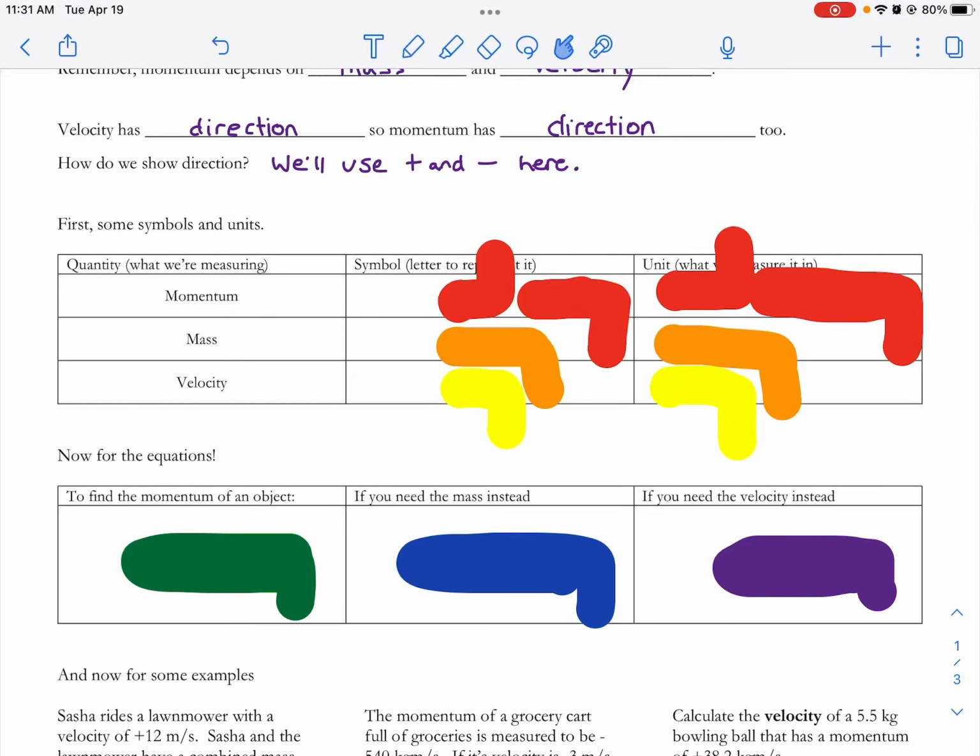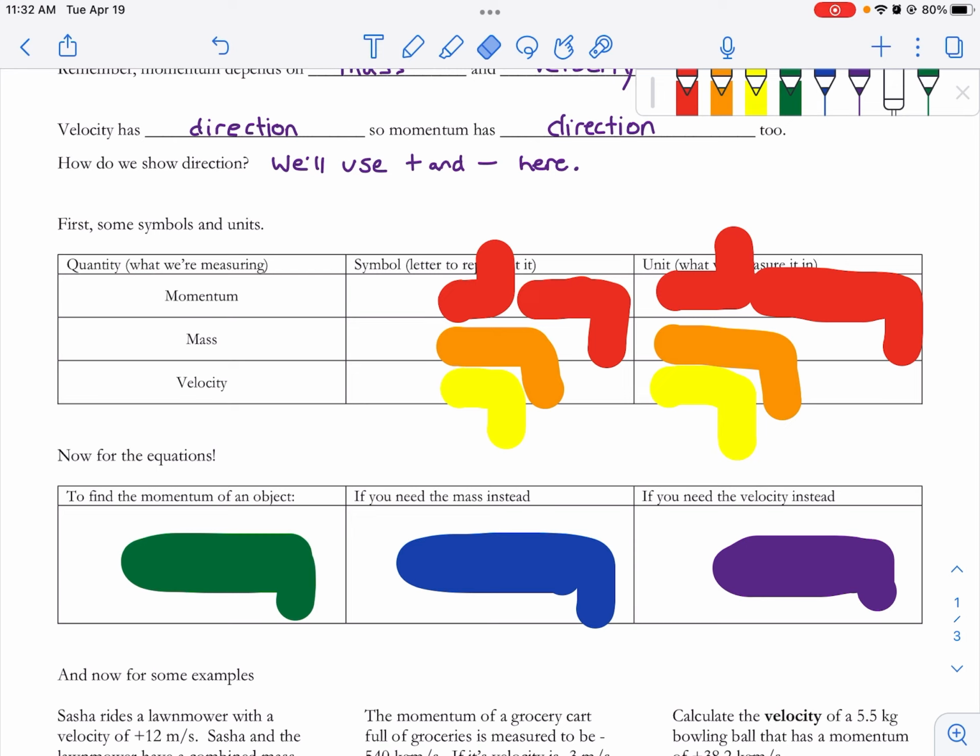So the next thing that we're going to talk about here is these different letters and some new units that we're going to be working with. Last time I had this organized just a little bit differently, so it's got to look a little different now. So we've got momentum, mass, and velocity. Now velocity we've talked about before, so let's start with that one. Mass we've talked about before, but velocity we talked about first, so we'll start there.